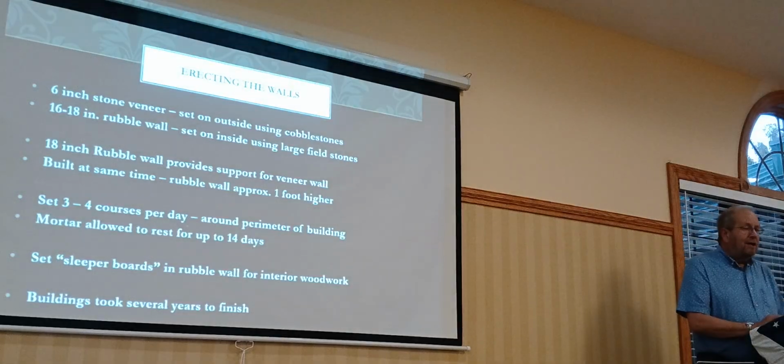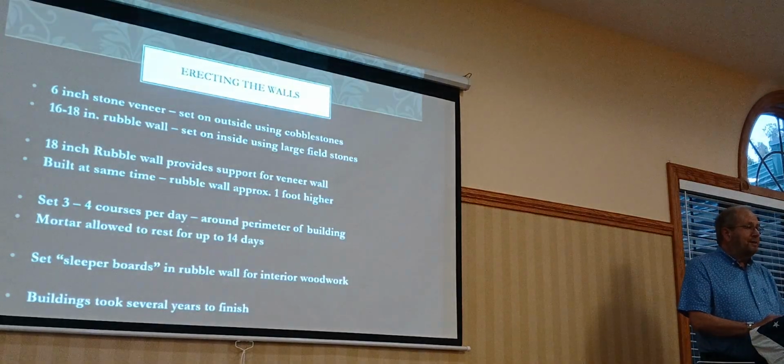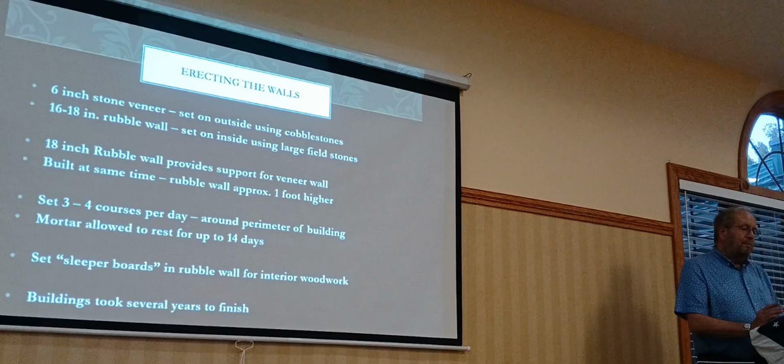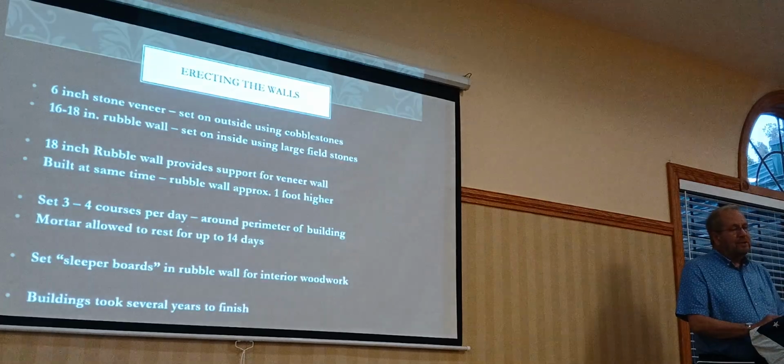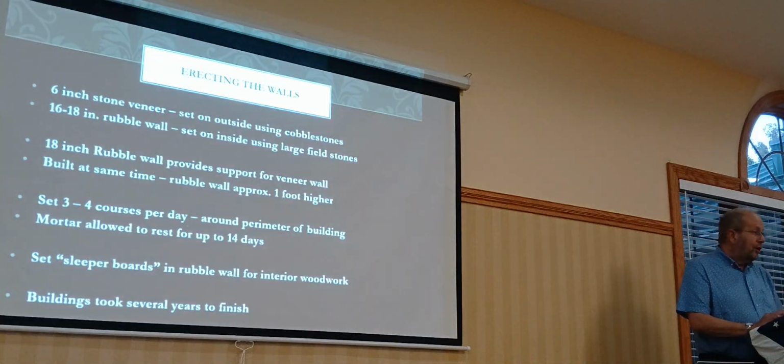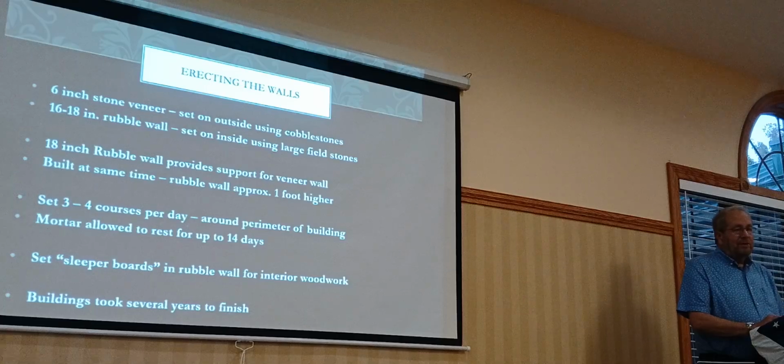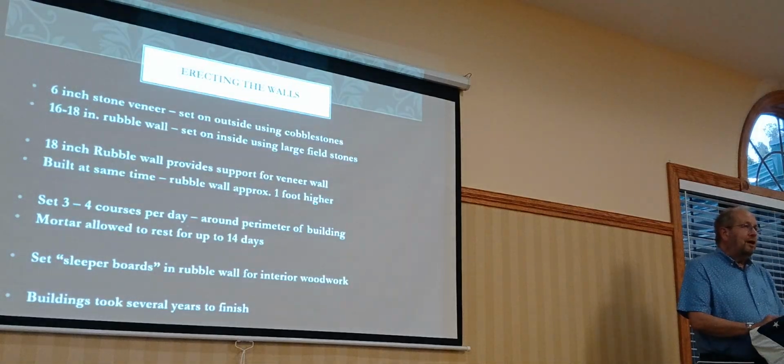So the walls themselves, basically it was a 2-wall process. There was a thick rubble wall, which was about 18 inches thick, which was the supporting member for the house. It was what kept the house standing. Then on the outside of that was the cobblestone veneer. The veneer was not supporting the building, it was just artistic. It really was an expression of we've arrived.